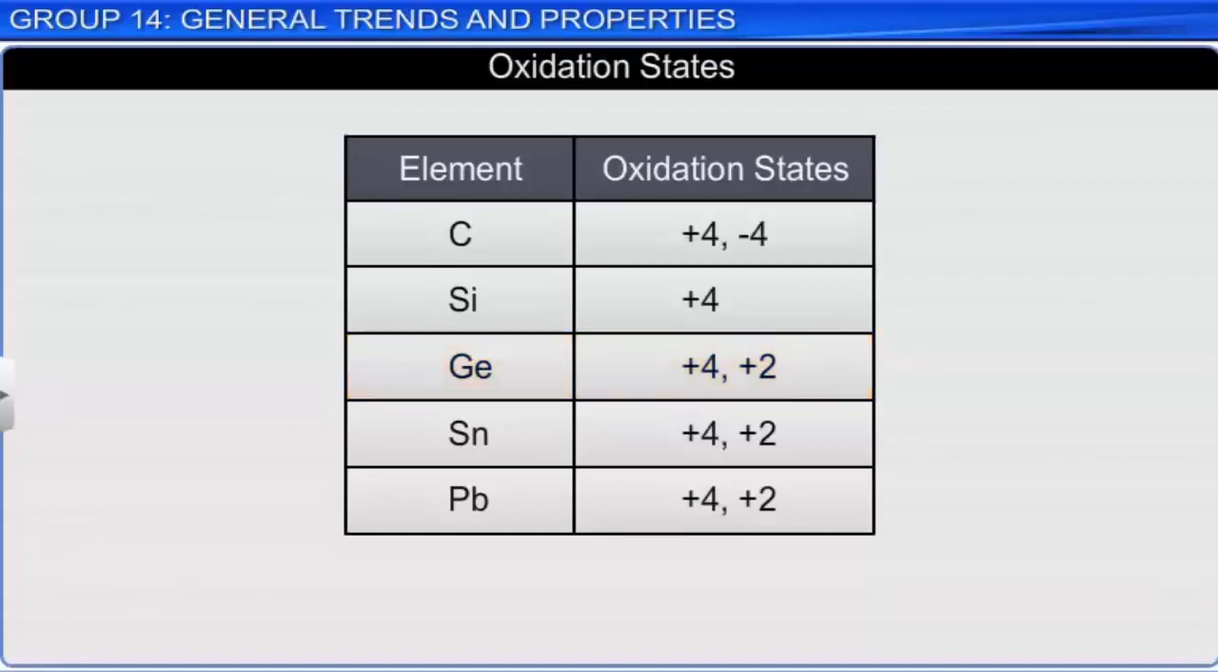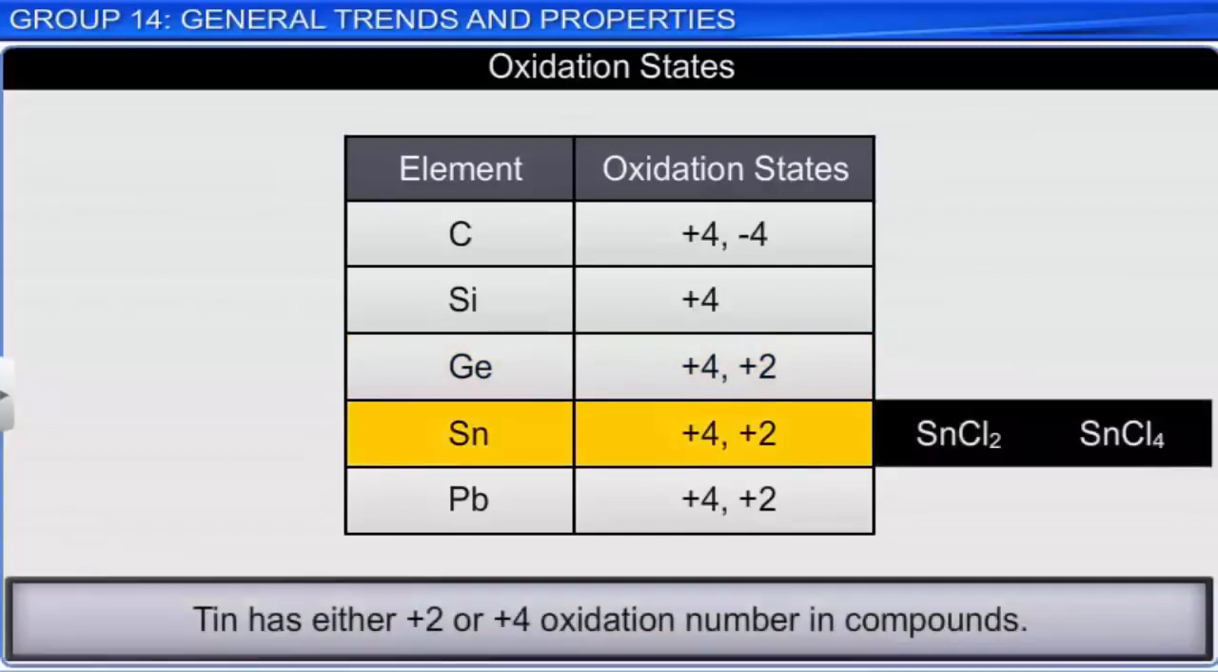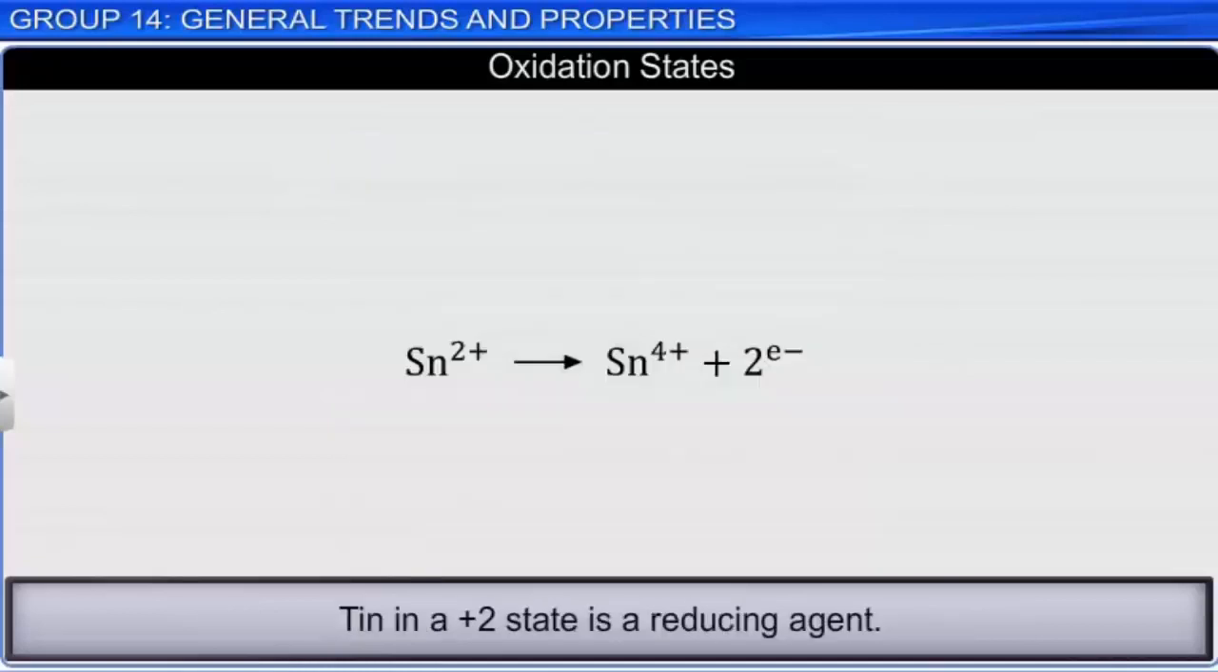Tin is found in both +2 and +4 oxidation states in compounds. For example, the tin 2 chloride and tin 4 chloride forms. Tin in a +2 state is a reducing agent. That is, tin 2 tends to lose 2 electrons or oxidize to achieve a +4 oxidation state. Remember that a reducing agent is the species that oxidizes itself.